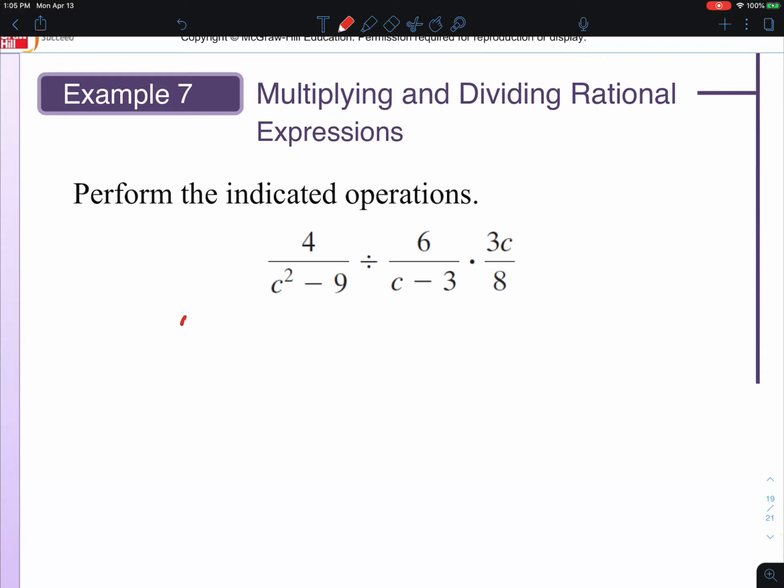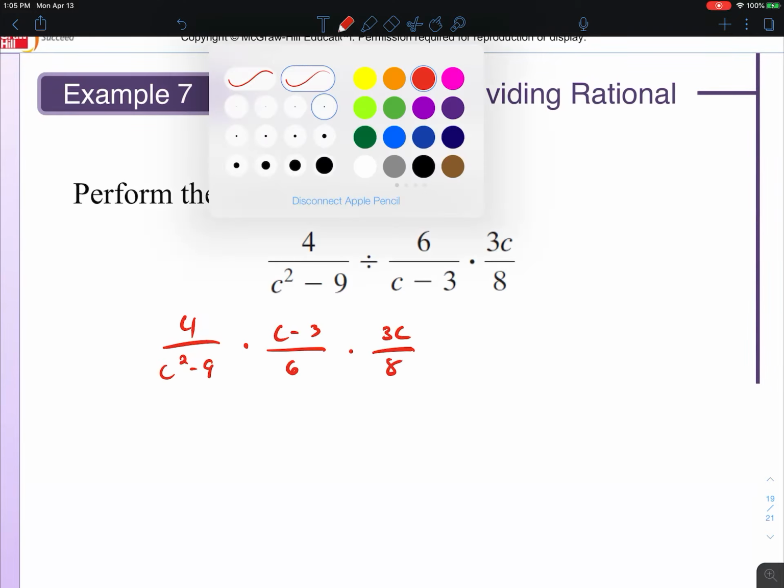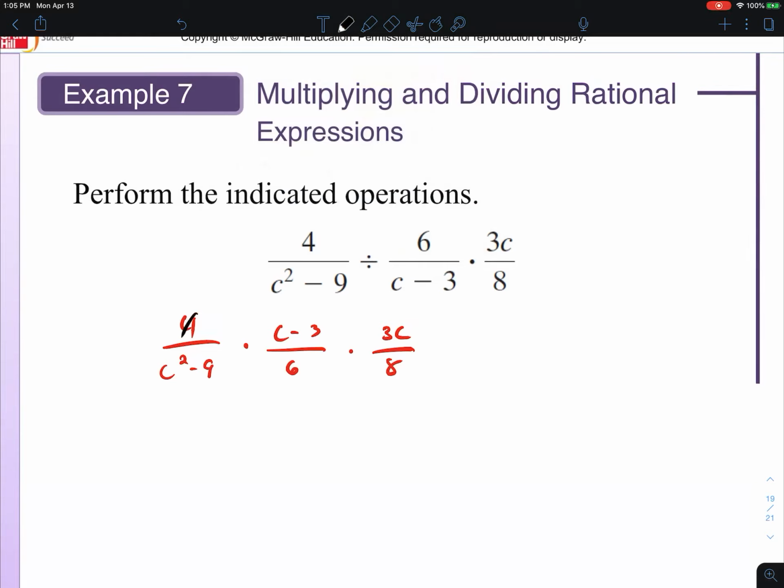Now for this one, I'm going to keep it the way it is, but I'm going to change it into a multiplication problem. Now I can cancel out straight across. So 4 goes into 4 one time, into 8 twice. 3 goes into 3 one time, into 6 twice.